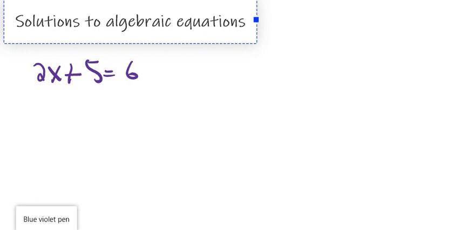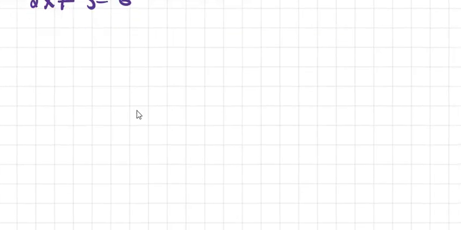How to get this value of x? There are many ways to get the value of x. Let us solve it by finding the ways of solving a linear equation.